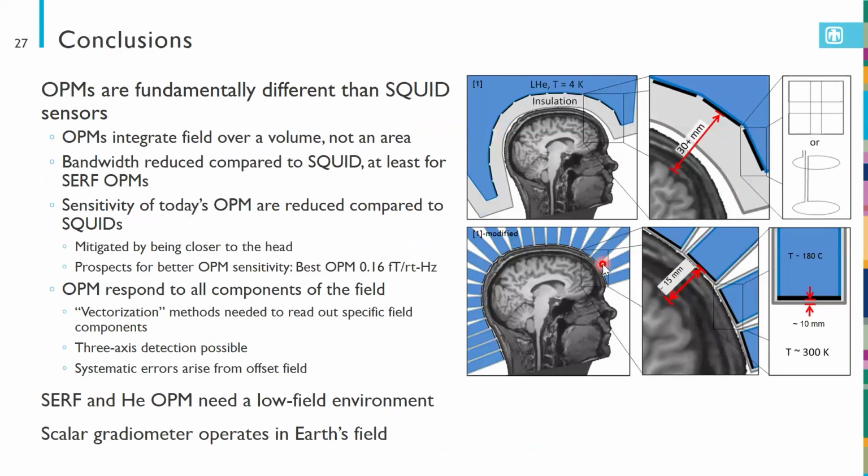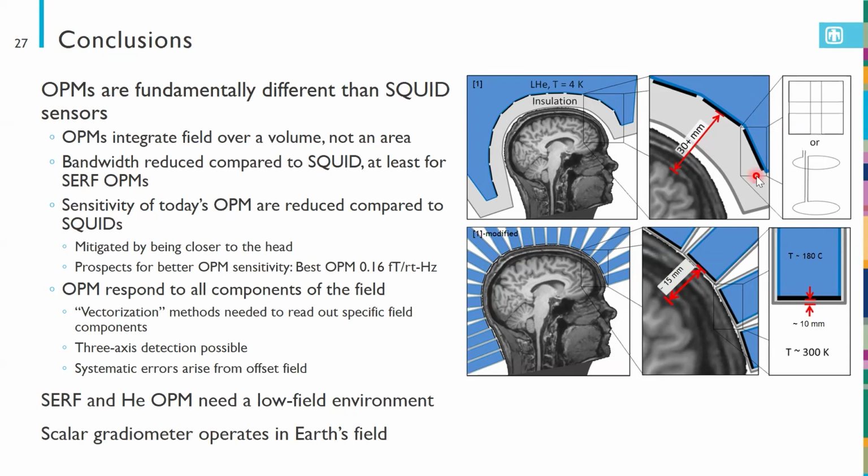All right, to conclude, OPMs are fundamentally different than the SQUID. Some of these points are that OPM integrates the field over a volume, not an area. The bandwidth is typically reduced compared to SQUIDs, particularly for the SERF OPMs. The sensitivity of today's OPMs is reduced compared to that of a SQUID. This is mitigated by being closer to the head. You can have a smaller standoff distance because you don't have the cryogenic dewar here.